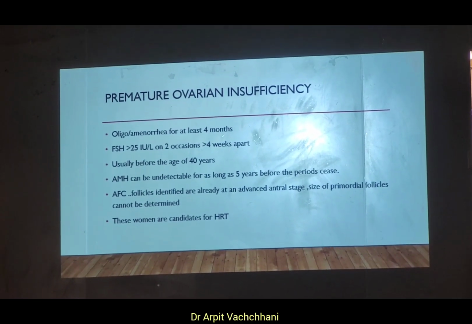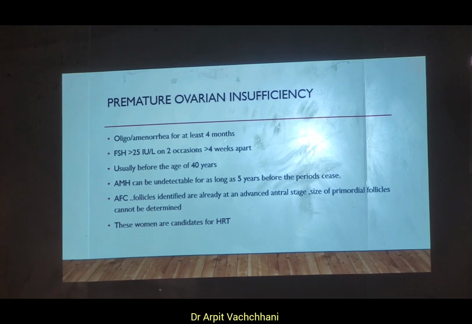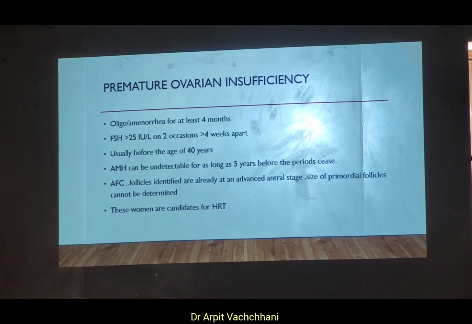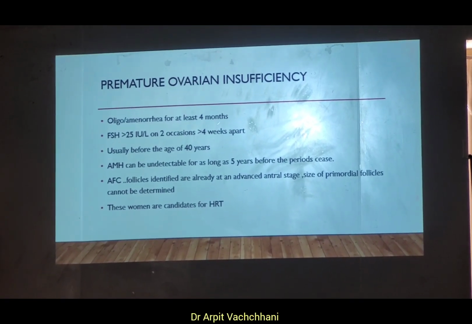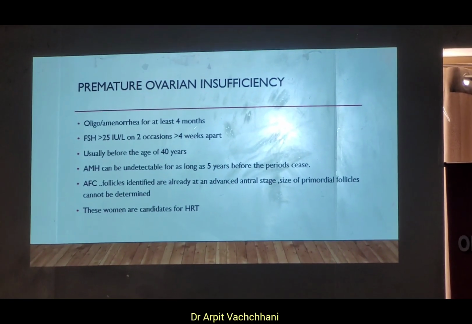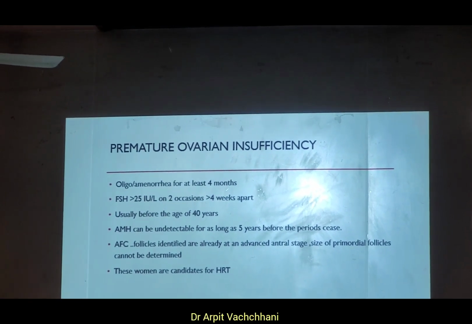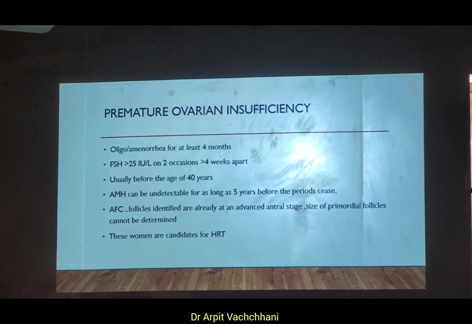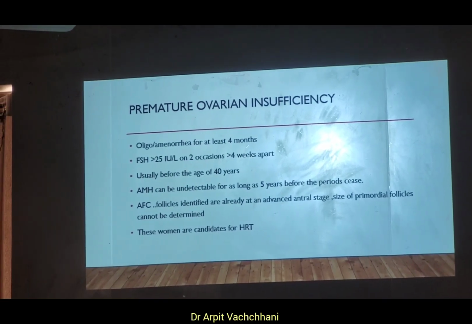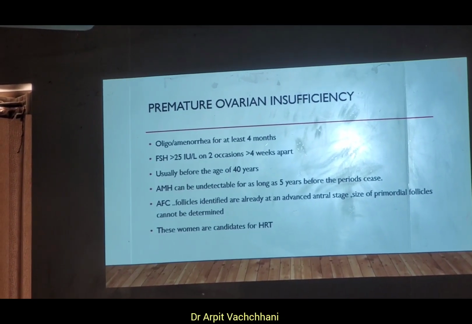So something about premature ovarian insufficiency: oligomenorrhea or amenorrhea for at least 4 months with FSH more than 25 on 2 occasions more than 4 weeks apart, usually before the age of 40 years. Now you cannot diagnose ovarian insufficiency by AMH and AFC because AMH can be undetectable for as long as 5 years before the periods cease. So you cannot say AMH is down so she is going into failure. 5 to 10 years may go ahead. Then in AFC also, the follicles identified are already at an advanced antral stage, so the size of primordial follicles cannot be determined. So you can use these as predictors, but not for diagnosis of premature ovarian failure.